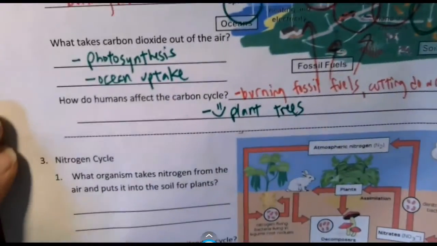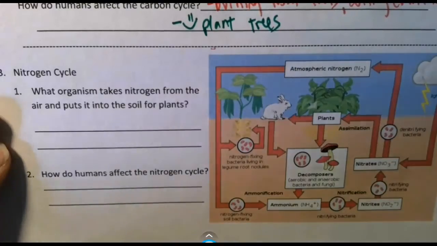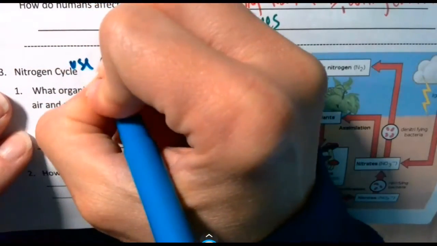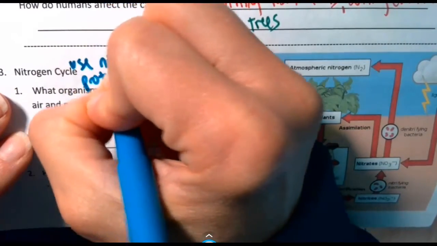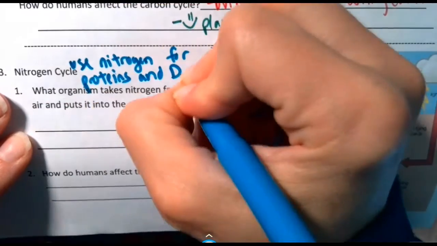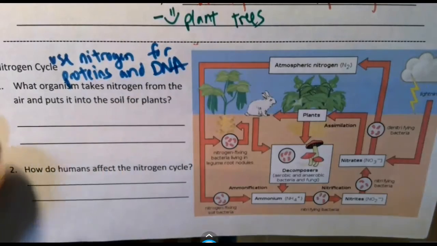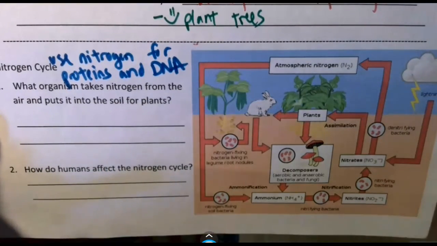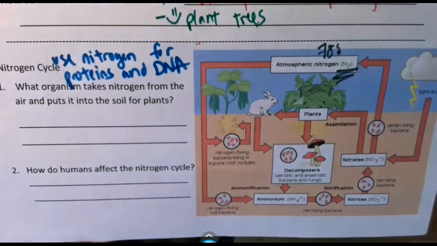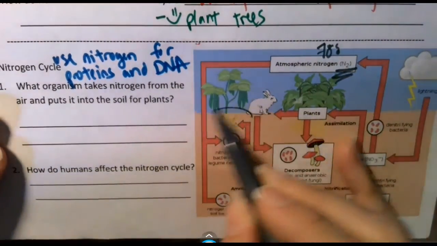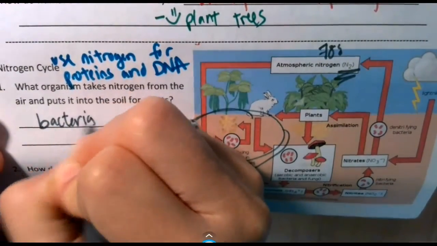The third and final cycle we'll talk about is the nitrogen cycle. Nitrogen is important. We use nitrogen for our proteins and our DNA, so it's super important to build new cells. What organism takes nitrogen from the air? So 78% of the air is actually made up of nitrogen. But we can't use that gaseous nitrogen. We need it in solid form. The number one organism that takes nitrogen out of the air is bacteria. And they put it in soil for us to use.